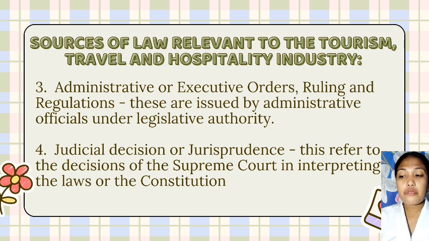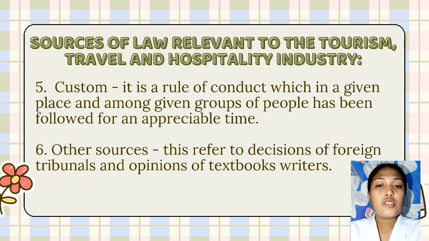So the fourth one, we have here the judicial decisions or the jurisprudence. So this refers to the decisions of the Supreme Court in interpreting the laws or the Constitution. So on the next slide, we have here the customs. It is a rule of conduct which in a given place and among given groups of people has been followed for an appreciable time. So the last one, we have here the other sources. So this refers to the decisions of foreign tribunals and opinions of textbook writers.